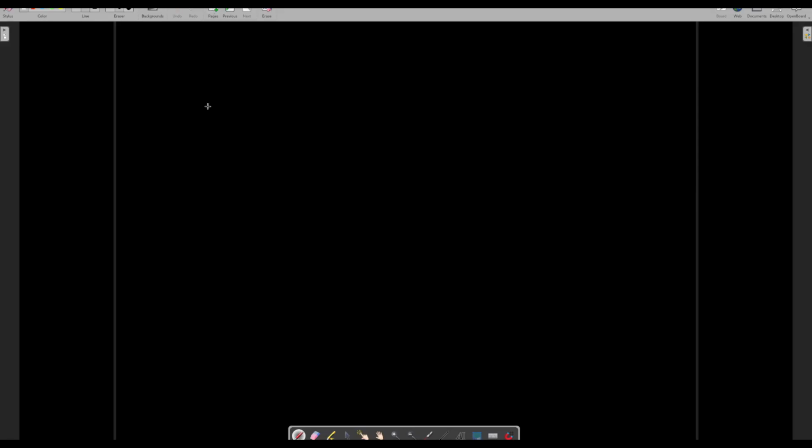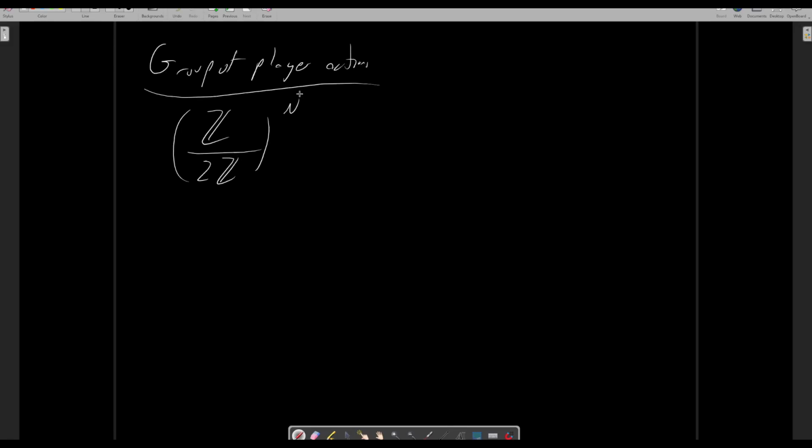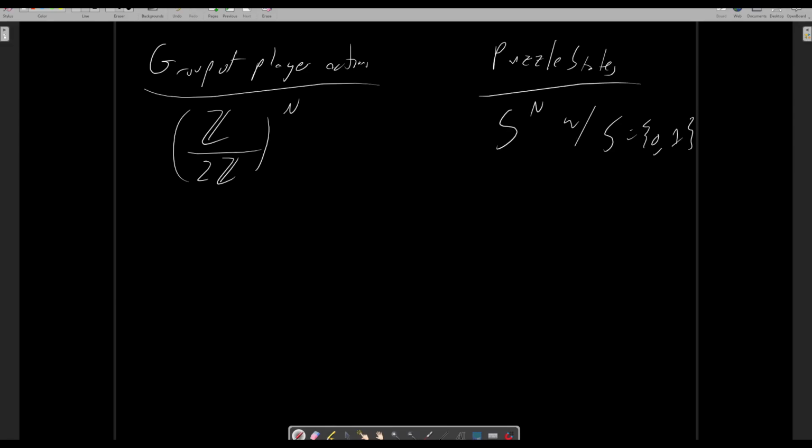A player clicking on one light will affect multiple lights, and a given light is affected by multiple possible player clicks. So on the one hand, we have the group of player actions, denoted as (Z mod 2) to the n. On the other hand, we have the set of puzzle states, which we can write as S to the n, where S is a two-element set {0, 1}. If I have an initial puzzle state, and I give the player some instructions, those instructions are capable of acting on the puzzle state to produce a new puzzle state.